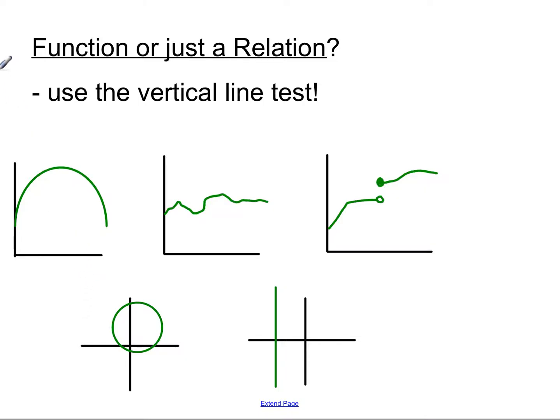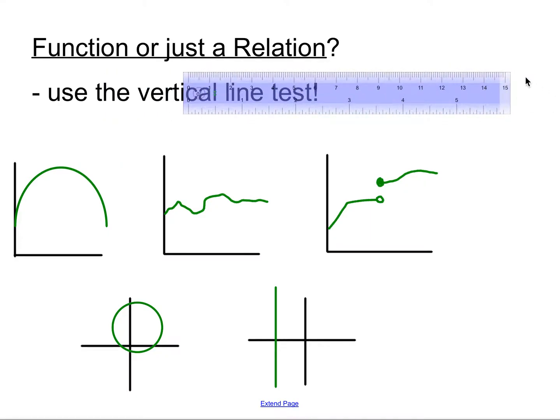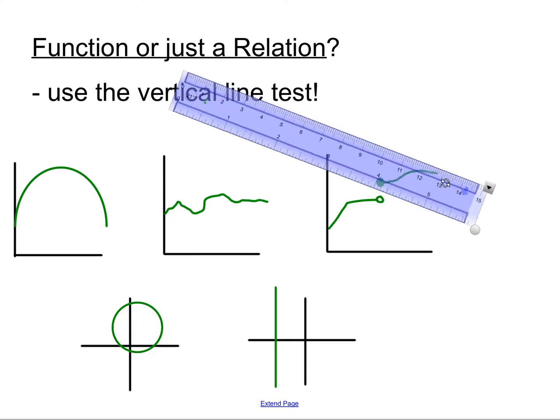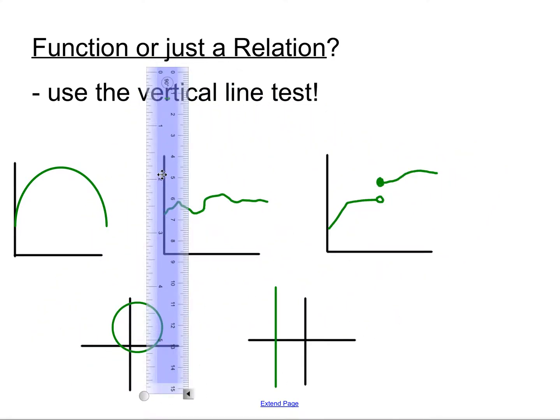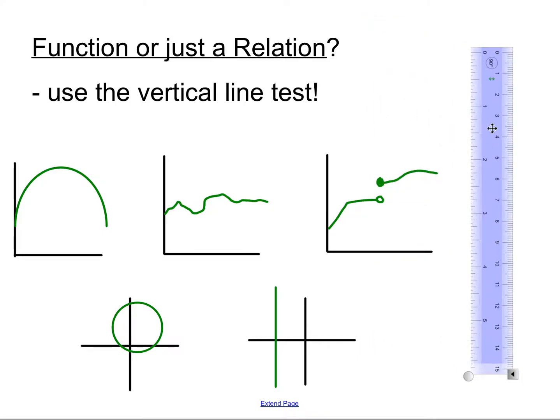So before that, we will talk about, is it a function or just a relation? I say just a relation because if it's a function, then that's a special kind of relation. So what I'm going to use here is what I call the vertical line test. And I'm going to use my trusty ruler as a vertical line, but you can just imagine one or use a pencil, whatever it may be. So the test is, it will be a function if it only touches the vertical line once.